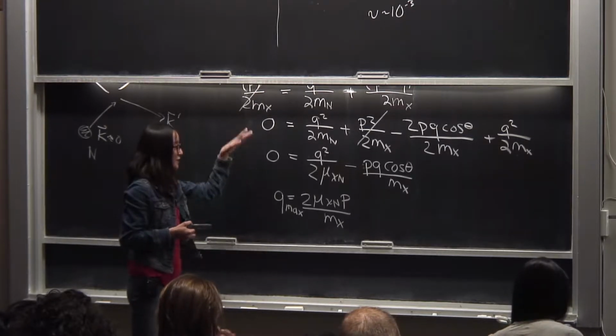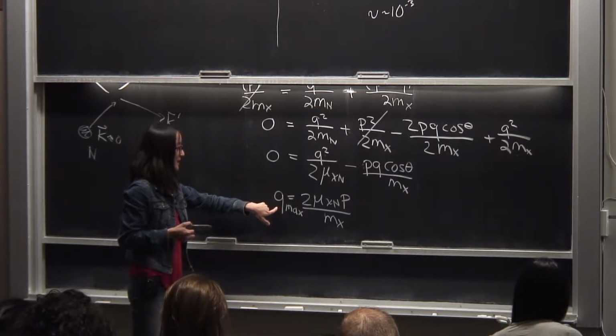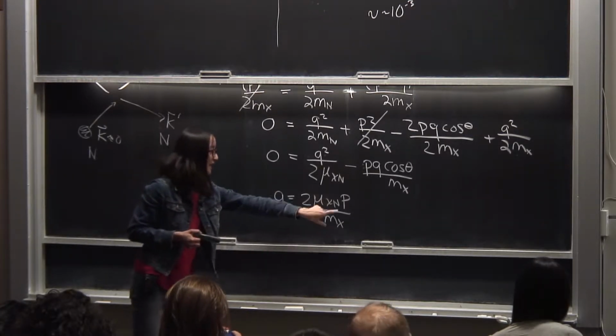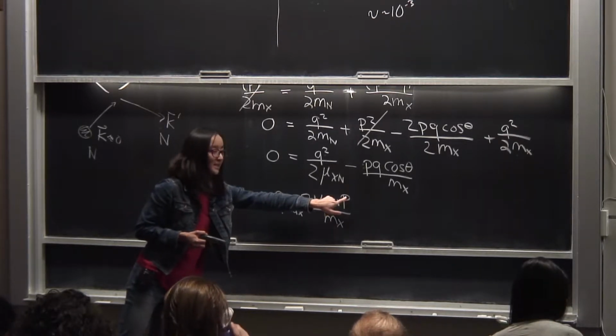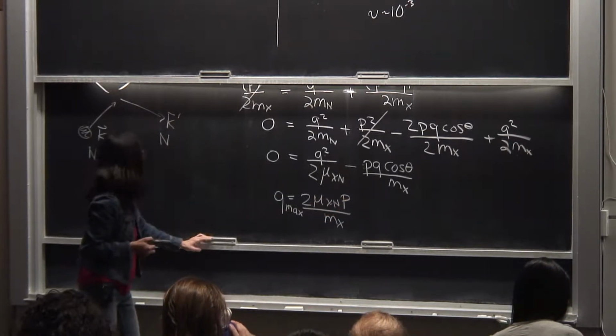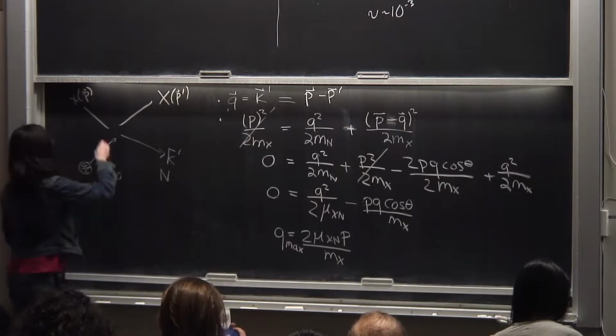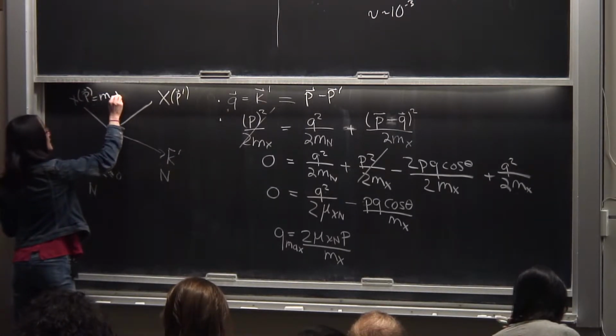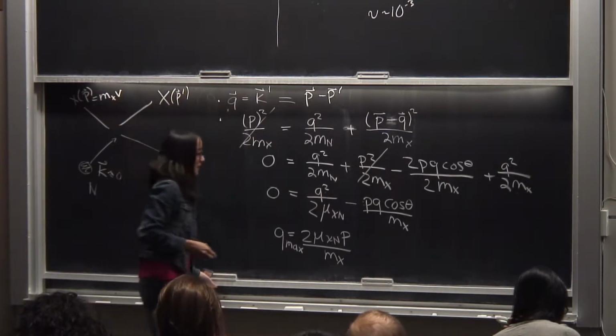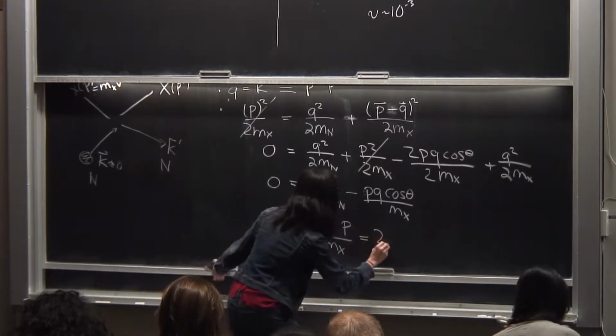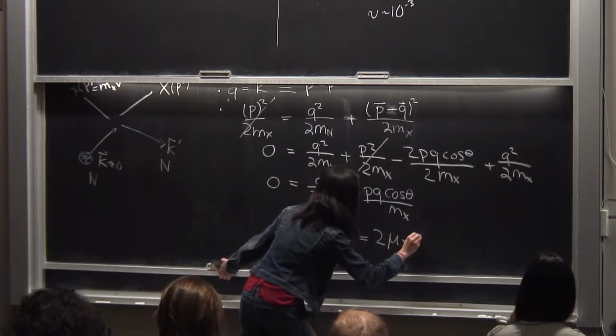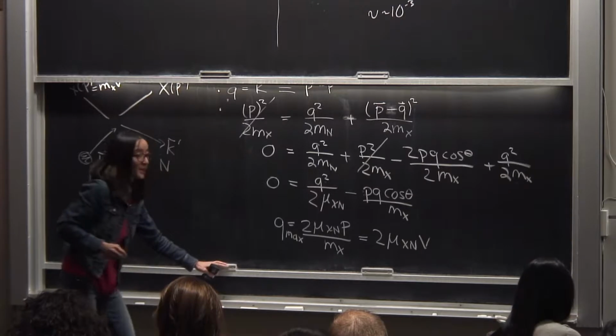So combining the energy and momentum conservation, I can also rewrite this initial momentum as just mv. And so the maximum momentum transfer is given in terms of the reduced mass times the dark matter velocity.